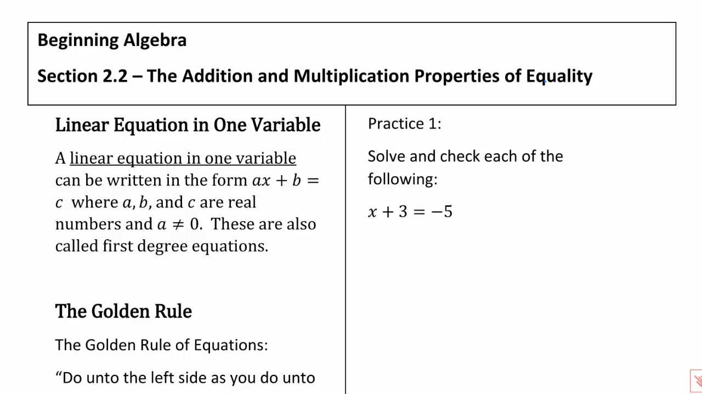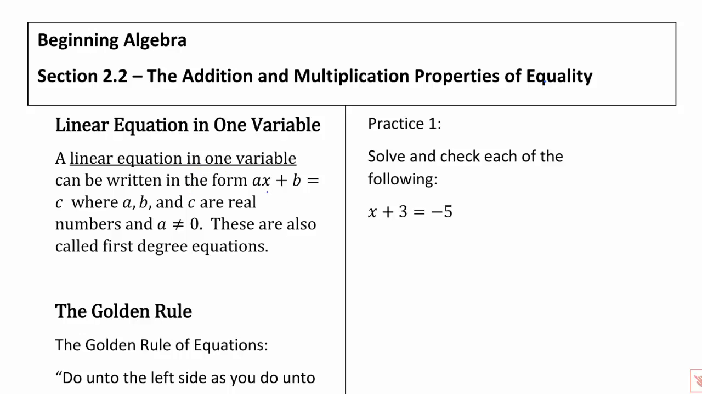Now, before we begin, we're going to look at what a linear equation in one variable is. It's defined here as a linear equation in one variable can be written in the form ax plus b equals c, where a, b, and c are real numbers and a is not equal to 0. These are also called first degree equations.